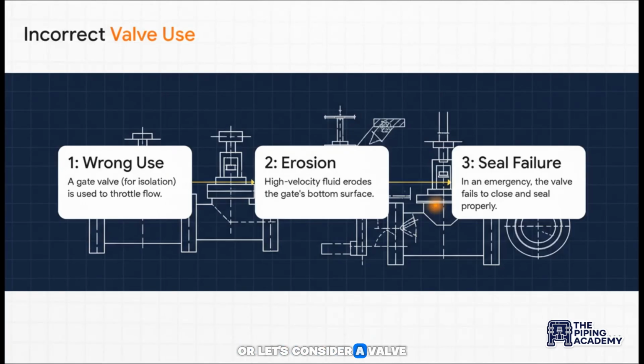Or let's consider a valve. Say you use a gate valve, which remember is designed for simple on-off isolation, and you try to use it to throttle or regulate the flow. What happens? That high-velocity fluid starts to erode the bottom of the gate. Over time, the valve won't be able to seal properly, so when an operator goes to shut it in an emergency, it's going to leak. That's a serious safety incident caused directly by poor component selection.